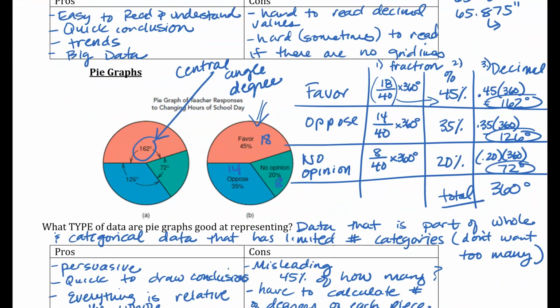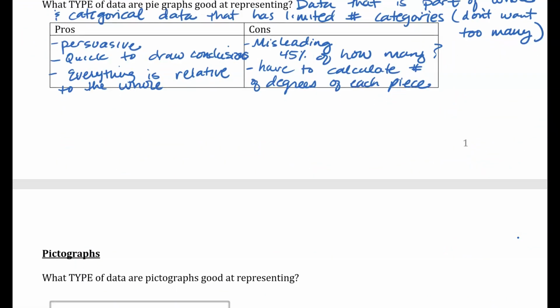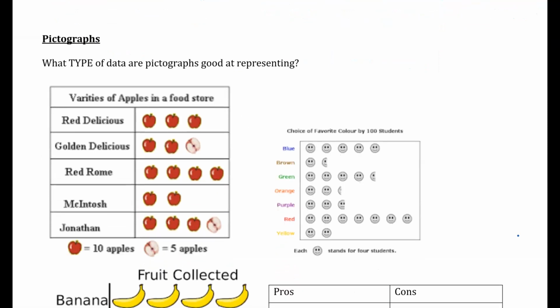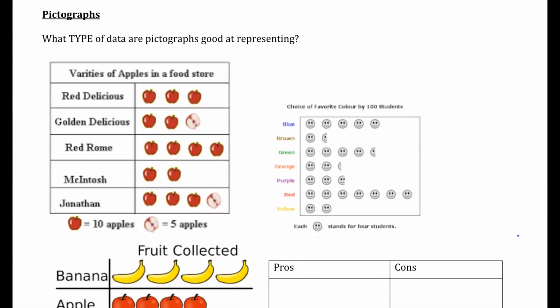Okay, so let's scroll down and take a look at our next type of graph. Our next type of graph is called a pictograph. I'm sure you've seen this before. So we start in kindergarten showing kids pictographs, and a pictograph is just a graph using pictures to represent an amount of some category. So what type of data are pictographs good at representing? Well, let's look at these examples.